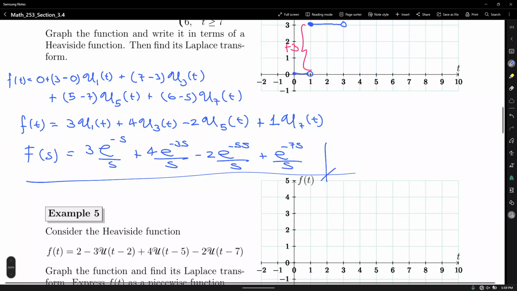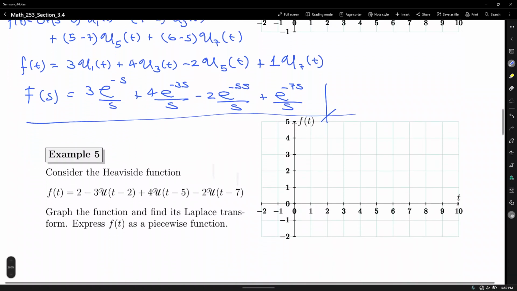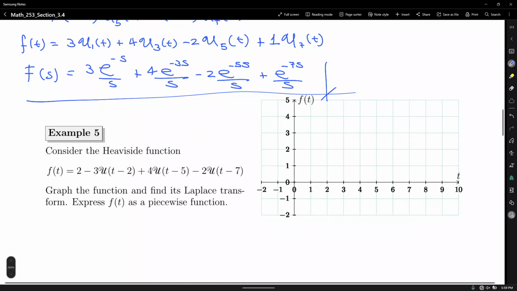All right. Okay. Now guys, we're going to do the reverse. And guys, this is usually the trickiest one. That's why I have a couple of exercises, two, I believe, yeah, there's two also. Now consider the Heaviside function given by f of t equals 2 minus 3 u of t minus 2 plus 4 u of t minus 5 minus 2 u of t minus 7.